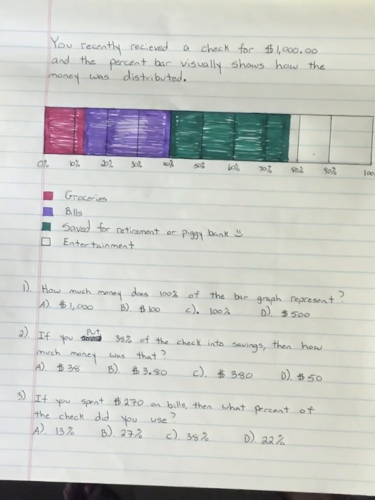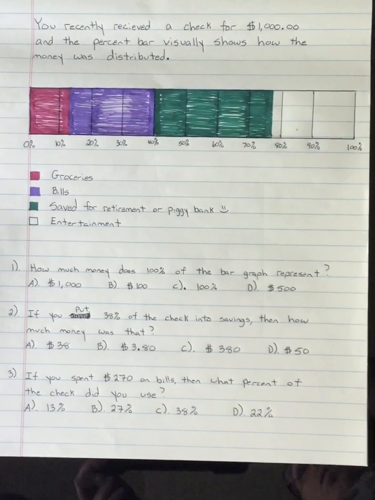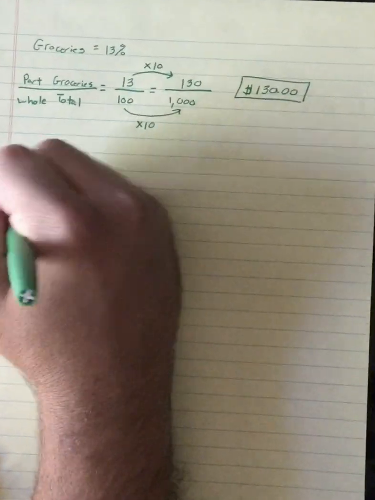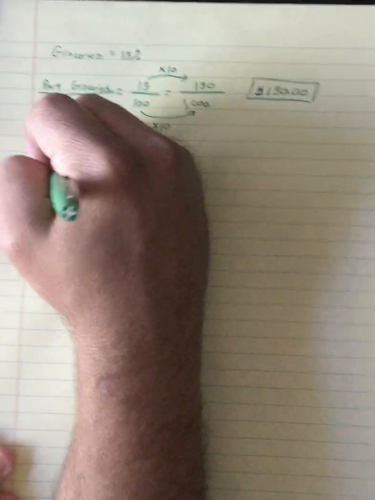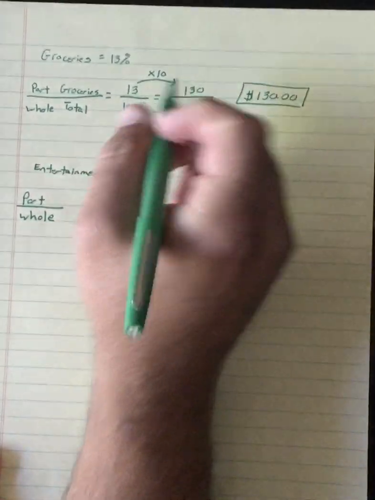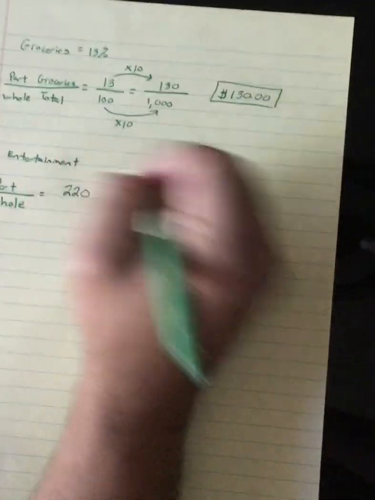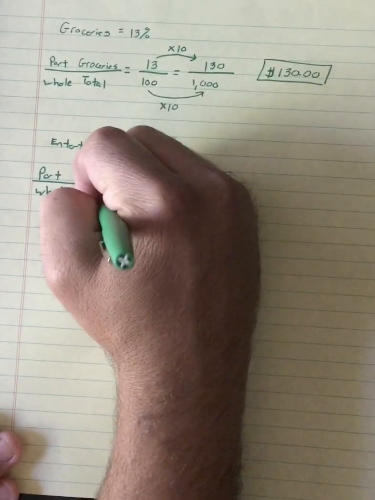Number 3 says if you spent $270 on bills, then what percent of the check did you use? Well, again, part over whole. I'm just going to do an example. Let's look at entertainment. Again, it's just an example. Entertainment looks like it's 22, or from right here to right here is $220. That's how much you spent on entertainment. The whole is how much money you had on the check, which was 1,000.